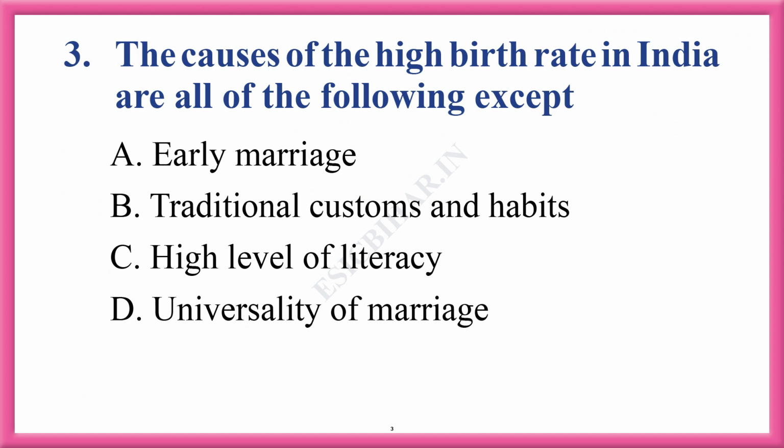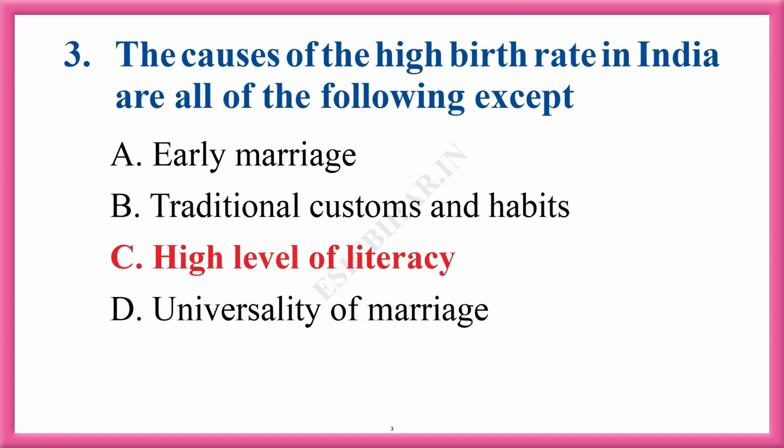Question 3. The causes of the high birth rate in India are all of the following except A. Early marriage, B. Traditional customs and habits, C. High level of literacy, D. Universality of marriage. And the answer is C. High level of literacy.